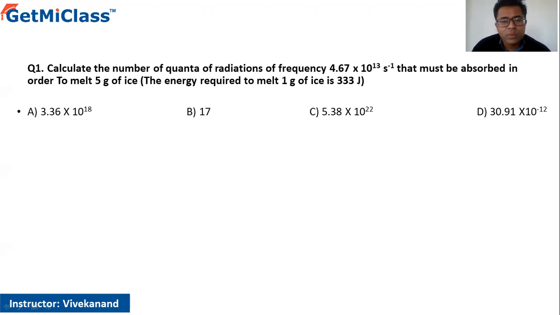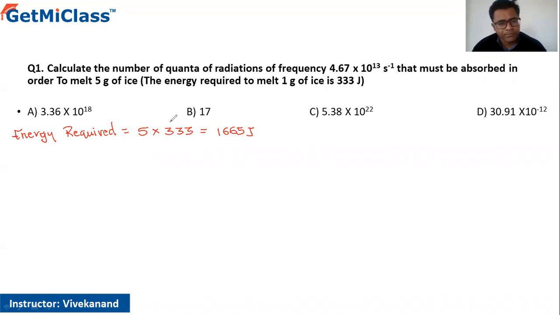First, we shall understand how much amount of energy is actually required in order to melt 5 grams of ice. That would be simple. The energy required would be equal to 5 into 333 joules. That would turn out to be 1665 joules of energy that has been required.